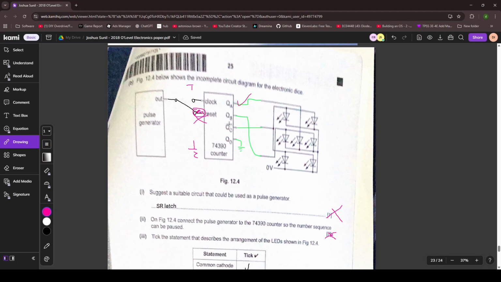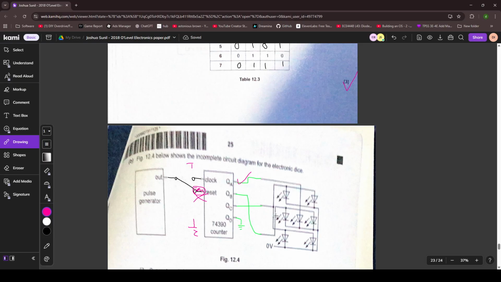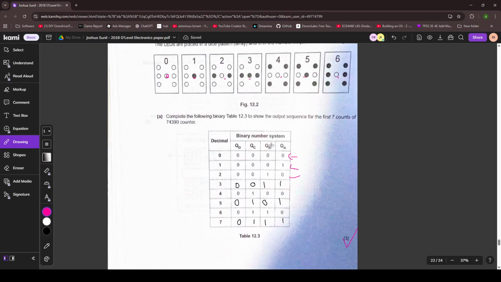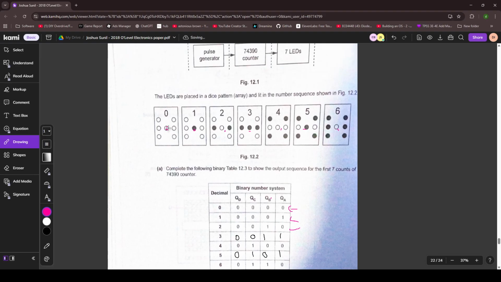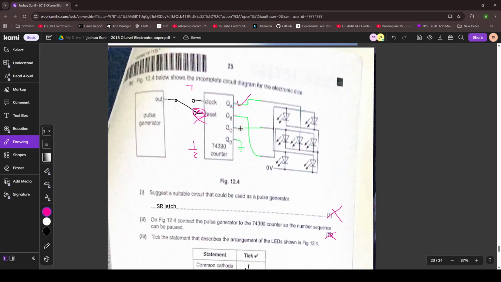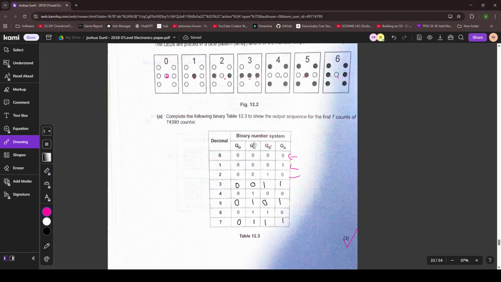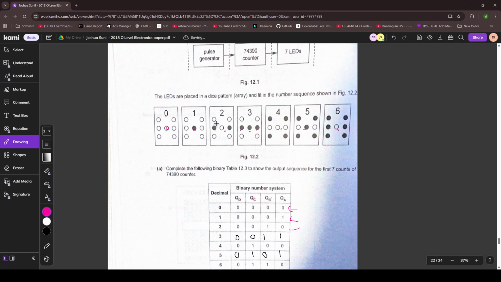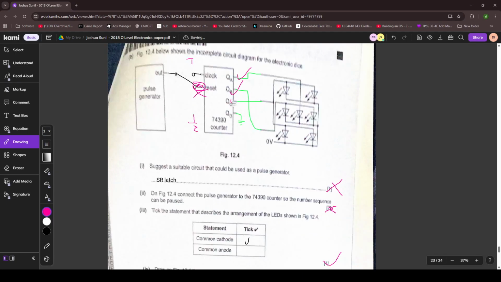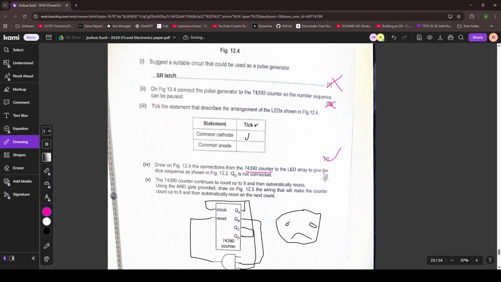So this is right. QB, you've connected it to two LEDs. Oh yeah, this is right. This is right. Yes, this is good. Okay, QC, you've connected it to the top and bottom. So QC, yeah. Okay, QC. Yeah, this is right. Okay, yeah. Good. Yeah, this is good.